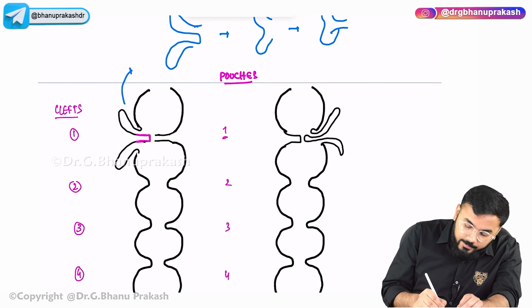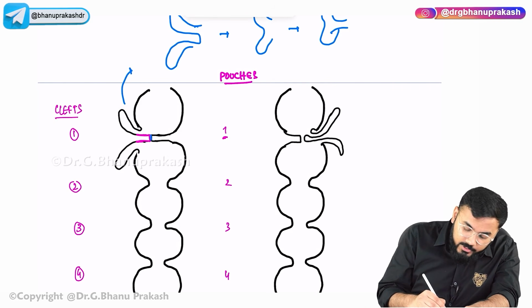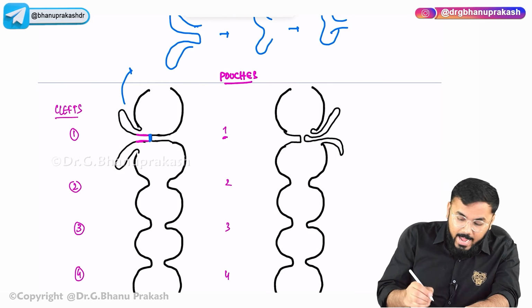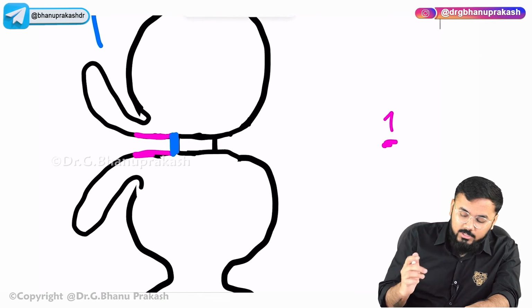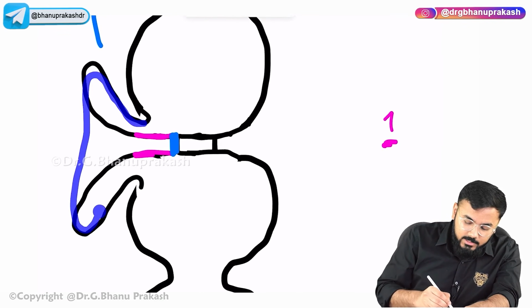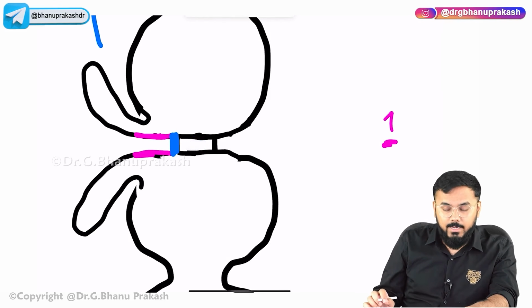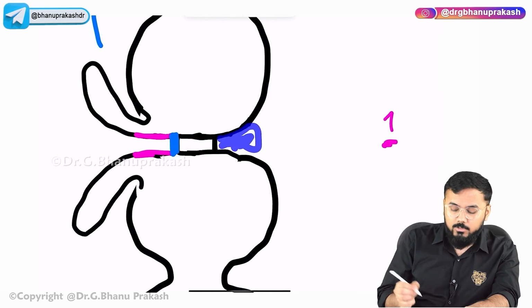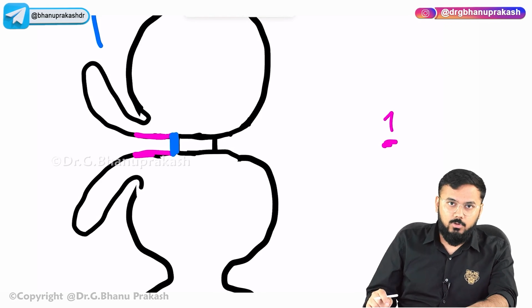The first pouch will invaginate deep inside and join with the external auditory meatus. After joining, the place where they join will become the tympanic membrane, and slowly a septum is developed here. Now look at the structures that are formed. This is your external ear. This is your tympanic membrane. This part is called the middle ear, and this part over here is called the inner ear.